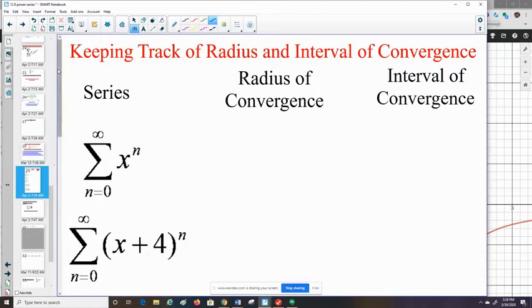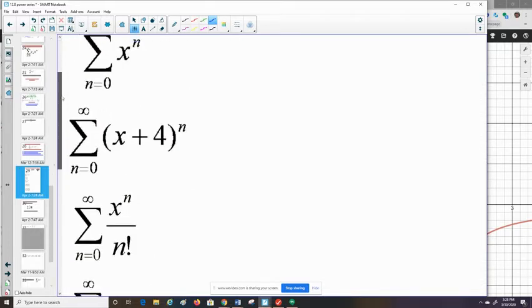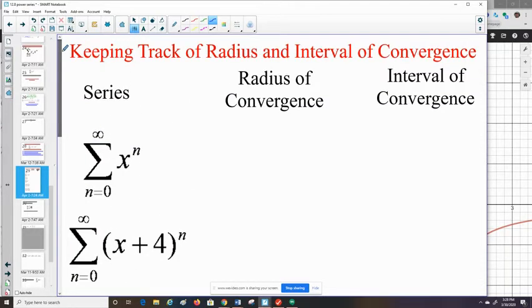I've got actually quite a few of these functions for us to take a look at. I'll probably get through just a few more on the video before I cut myself off and leave some for you to do. But when I say, where is this converging? What is the interval of convergence? I'm going to say that the radius of convergence is simply the distance from the center to the edge of convergence.